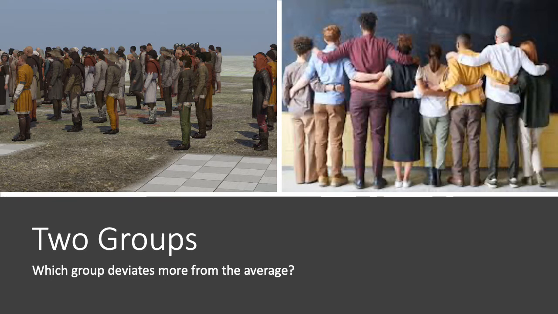First, a simple illustration. Let's have a look at these two groups. The group on the left side is video game characters that are all lined up and are exactly the same height. The photo on the right side shows a bunch of people in a classroom, and you can see they have varying heights. So what if we ask the question, between these two groups, which group deviates more from the average? Well, in the group on the left, what we'll find is that whatever the average height is will probably be identical to every single person in that group.